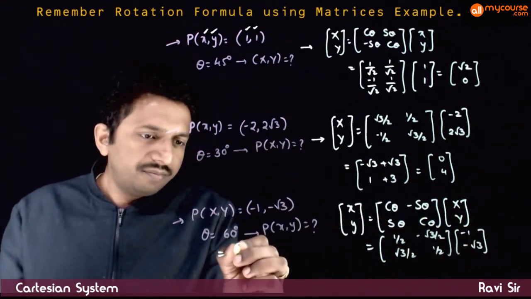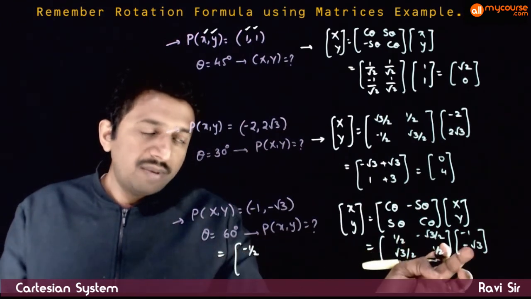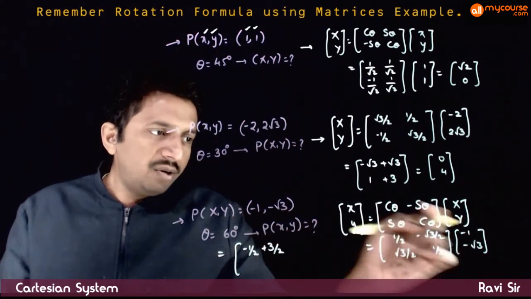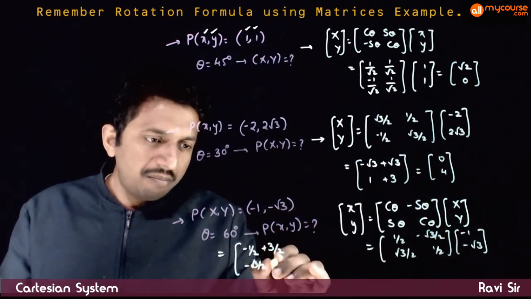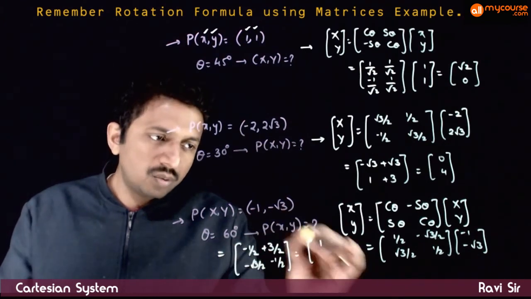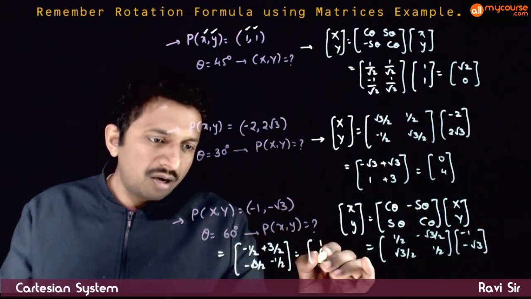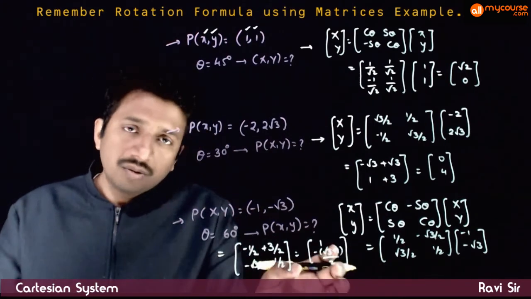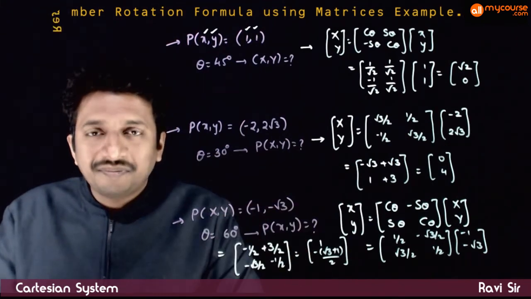So that is equal to, so 1 by 2 into minus 1 is minus 1 by 2, minus root 3 by 2 into root 3 is plus 3 by 2. Root 3 by 2 into minus 1 is minus root 3 by 2, 1 by 2 into minus 1 is minus 1 by 2. That is equal to minus 1 by 2 plus 3 by 2, which is 1, and minus root 3 by 2 minus 1 by 2, which is minus of root 3 plus 1 by 2. So these will be the old coordinates corresponding to these new coordinates.